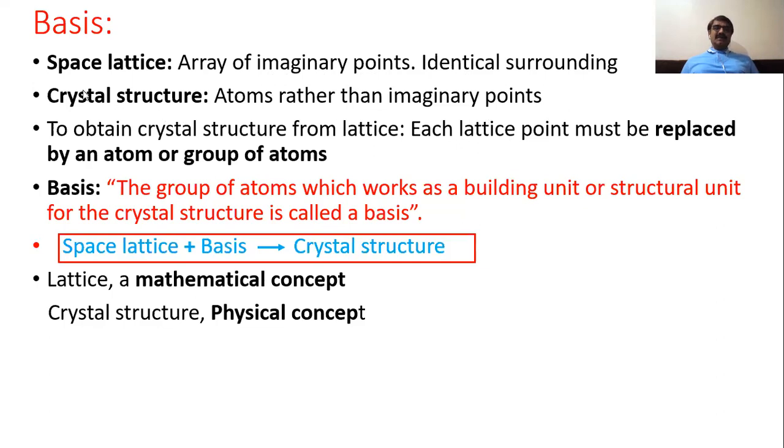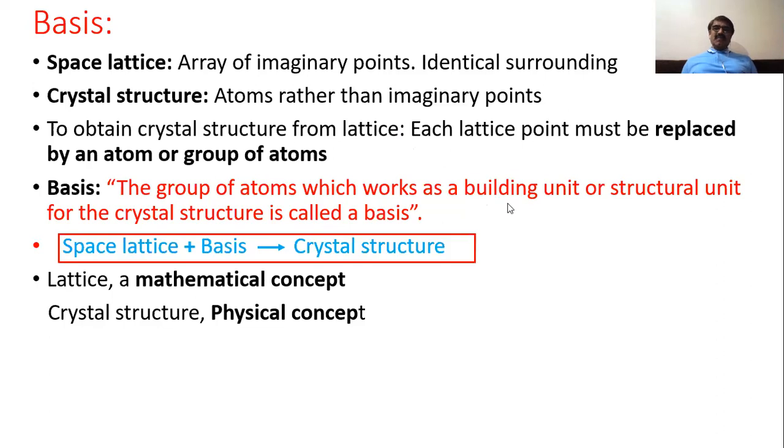Then how can a crystal structure be obtained from a space lattice? To obtain a crystal from a space lattice, we have to just put an atom or group of atoms at each lattice point. That means each lattice point must be replaced by an atom or group of atoms. Such atom or group of atoms which when placed at a lattice point gives rise to a crystal structure is called a basis.